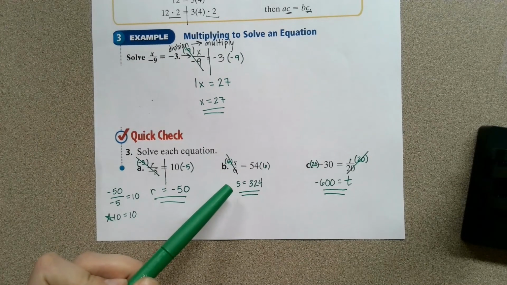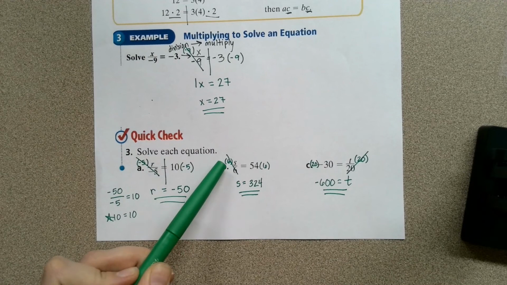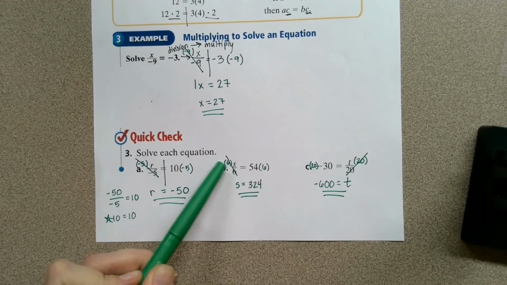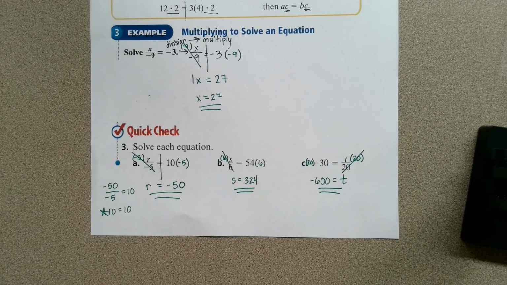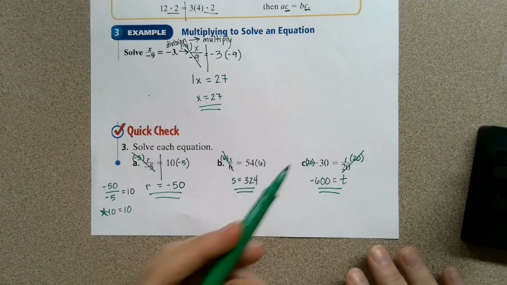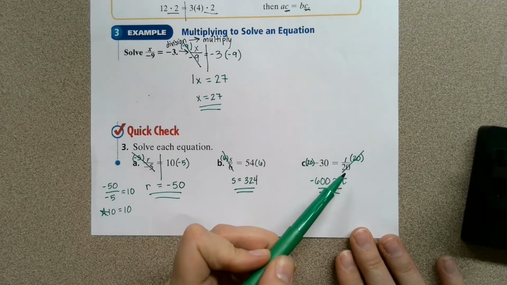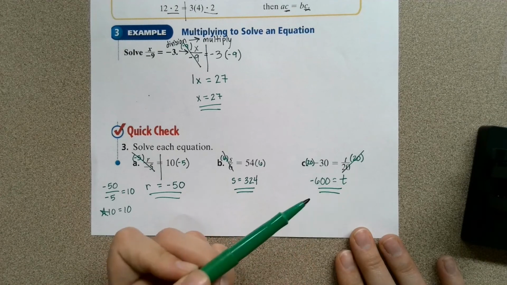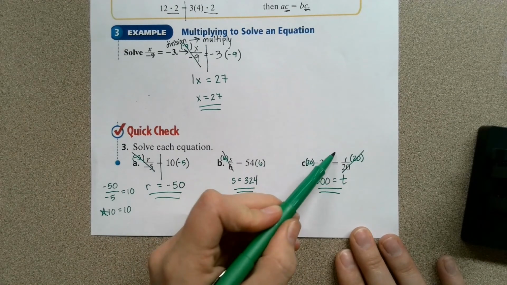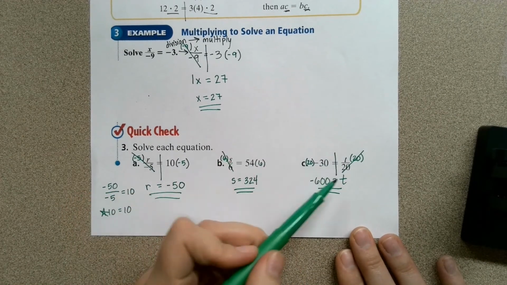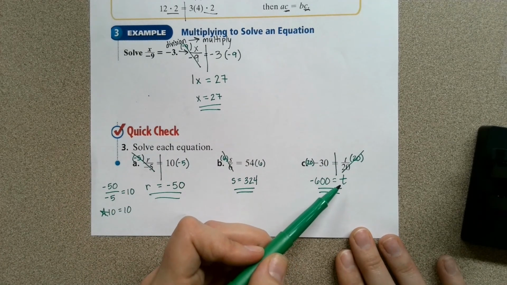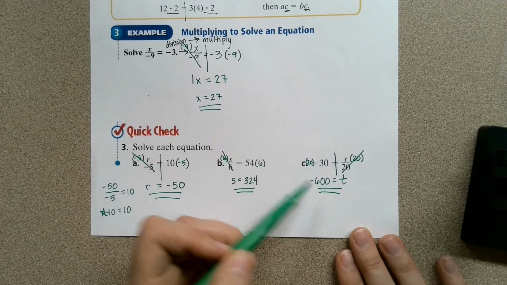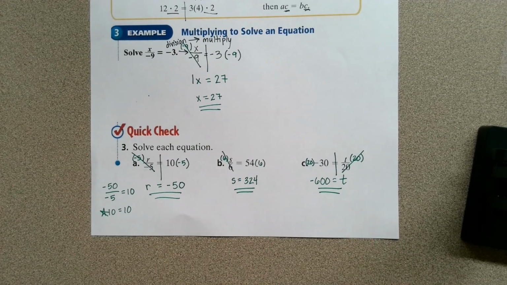Alright, so if we look at B, we were dividing by 6, so we showed the multiplication in the numerator. 6 divided by 6 is just going to give us s, and then when we balance it on both sides, we get 324. For C, we're dividing by a positive 20, so we're going to multiply in the numerator by a positive 20 on the right side and also balance that with the left side, leaving us with just t on the right side. Notice the variable goes straight down, staying on the same side of the equal sign, and then when we simplify, we get -600 is equal to t.